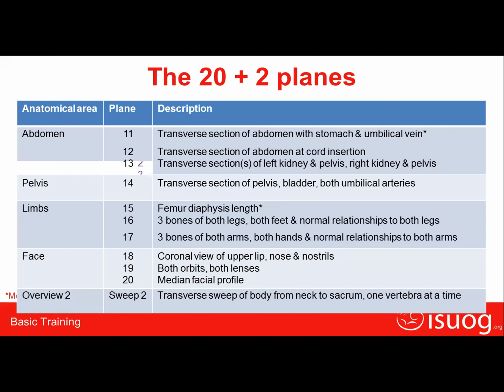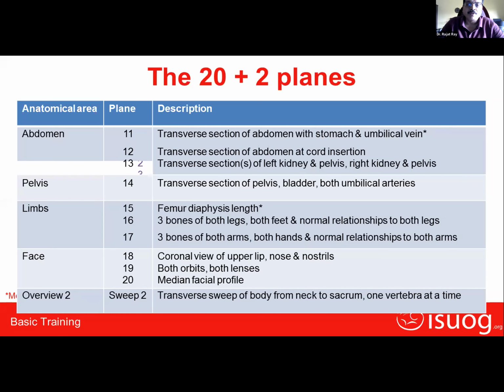Then we move our probe to see the limbs. First, to start with, the femur, to measure the femur length. Then 3 bones of both legs, both feet, and the normal relationship of both legs to the feet. Then 3 bones of both arms, both hands, and the normal relationship to both arms.